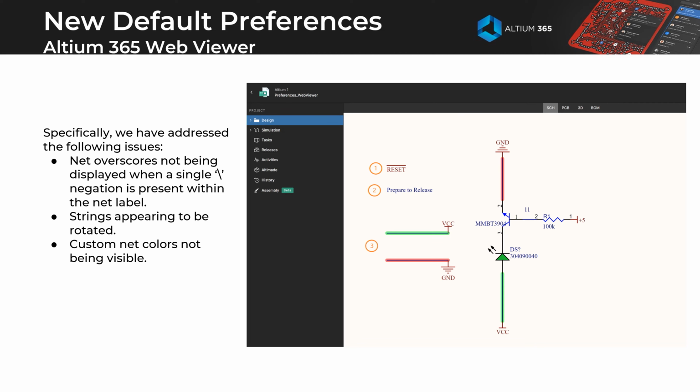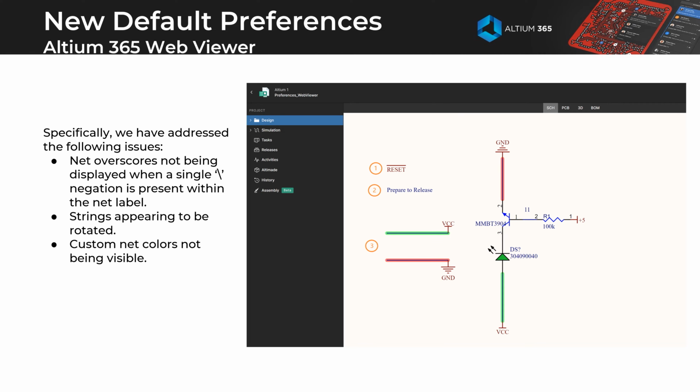Number 1, net overscores not being displayed when a single negation is present within the net label. Strings appearing to be rotated, and custom net colors not being visible. To ensure that designs are displayed as intended, new preferences have been introduced in Altium 365 Web Viewer. The changes are as follows.